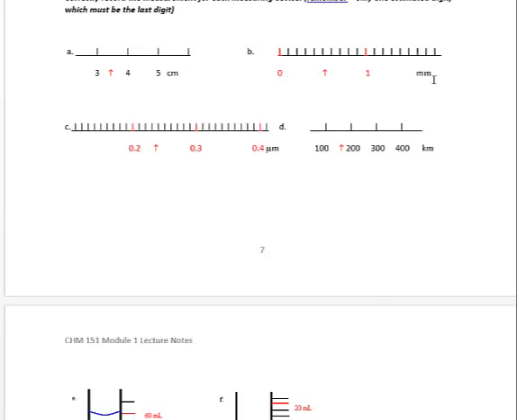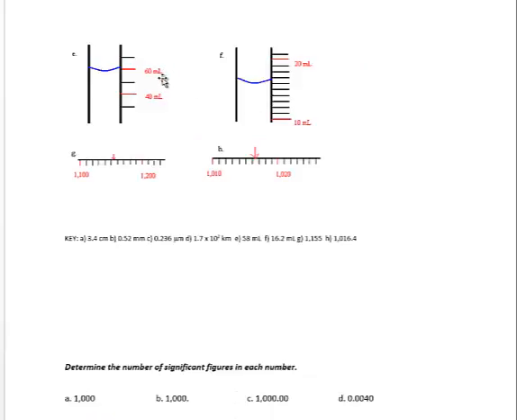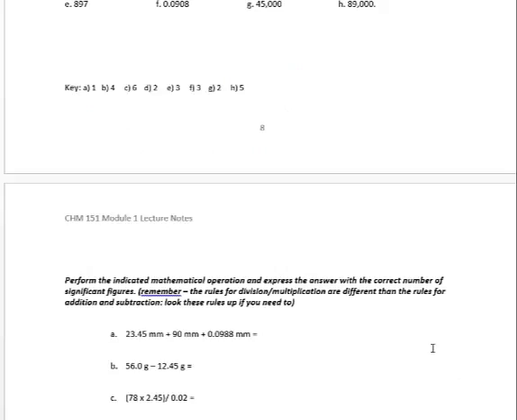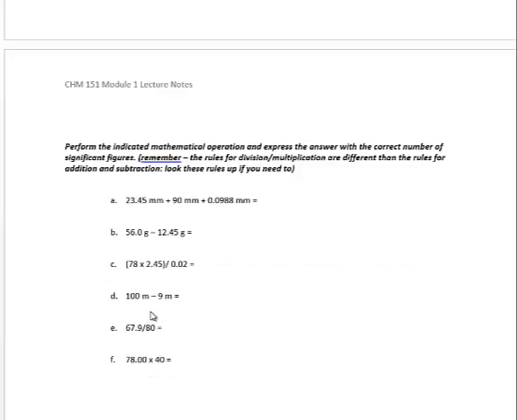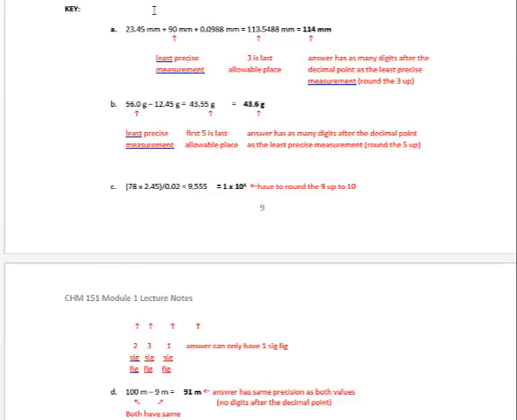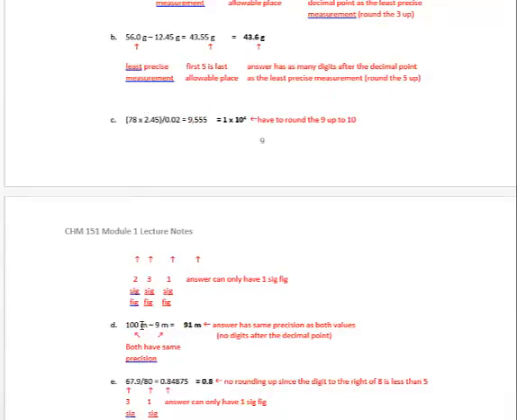Centimeter, millimeter, micrometer, kilometer. ml is milliliter. Centimeter, millimeter, micrometer, kilometer, milliliter, millimeter. G stands for gram. M stands for meter.